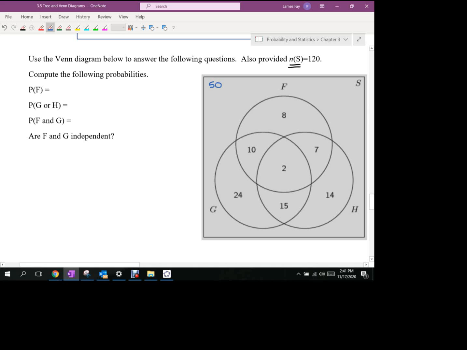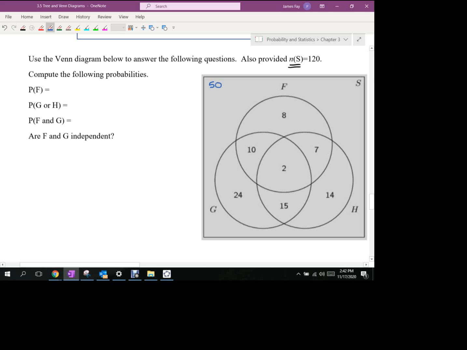Now, I don't know what these things refer to. They might be patients in a medical study that maybe have experienced side effects from a medication, and those side effects are identified as F, G, and H. Only 2 people, if we think about that, would have experienced all 3 side effects. Does that make sense? 50 people would have experienced no side effects.